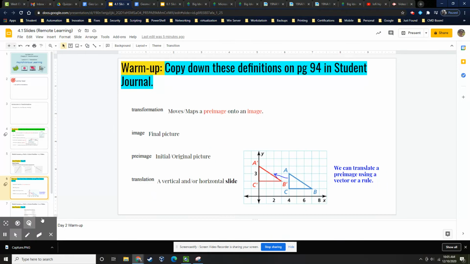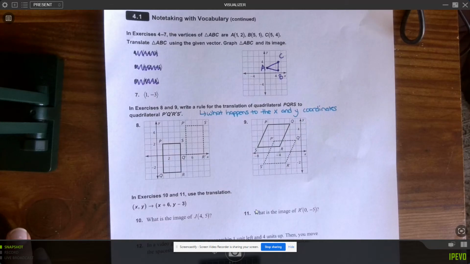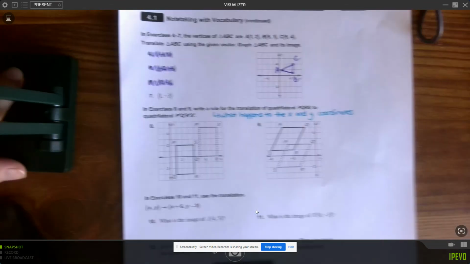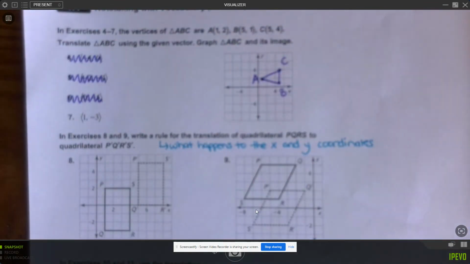So go ahead and turn to page 95 in your journal if you're not there. And we're going to start with number 7. We're only going to do one of these. We're going to skip 4, 5, and 6.